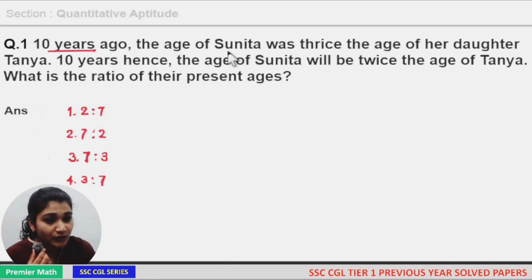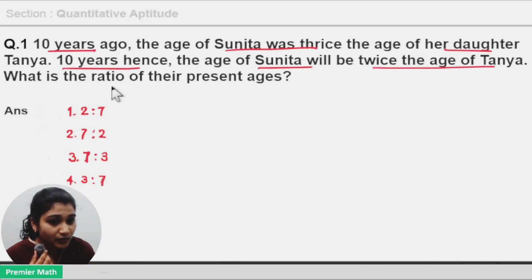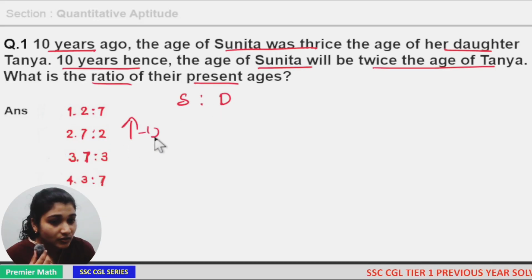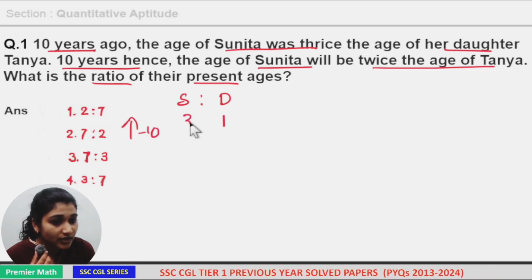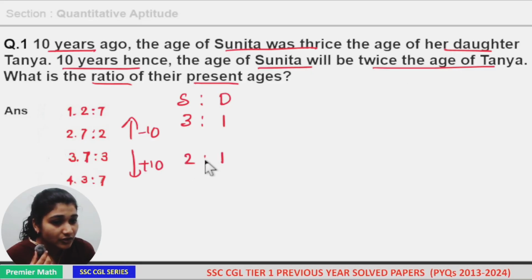10 years ago, the age of Sunita was thrice the age of her daughter. 10 years hence, the age of Sunita will be twice the age of her daughter. What is the ratio of their present ages? Take the ratio of Sunita and her daughter. 10 years ago, the ratio was thrice, which means if the daughter is 1 year, Sunita is 3 years. Now, 10 years hence means 10 years from the present age, Sunita will be twice the age of the daughter. That is, if the daughter is 1 year, Sunita will be 2 years.